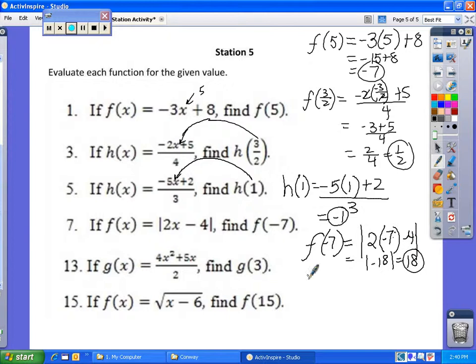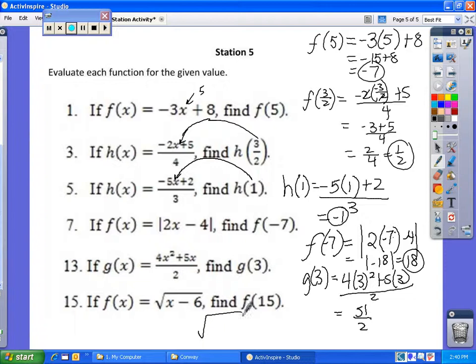Next one, g of 3. So g of 3 is equal to 4 times 3 squared plus 5 times 3, over 2. And again, I'm just going to simplify. So it's going to be 3 squared, which is 9. 9 times 4 is 36. 5 times 3 is 15, so 36 plus 15 is 51. 51 over 2, you could just leave that as a fraction, or you could simplify it into a mixed number.